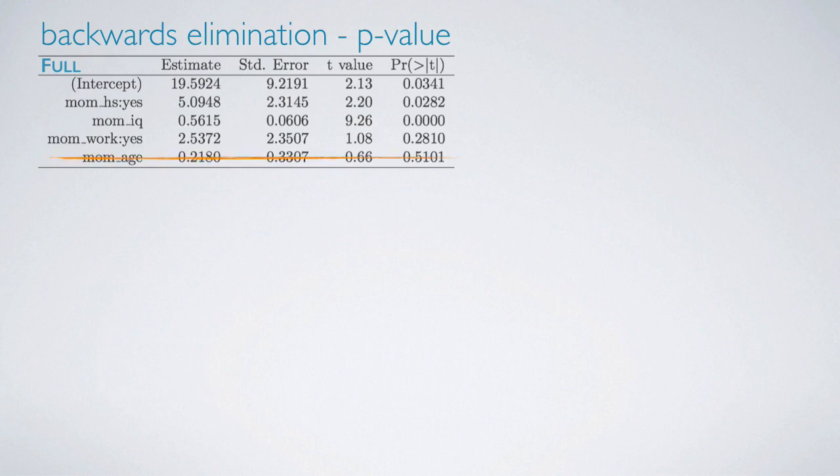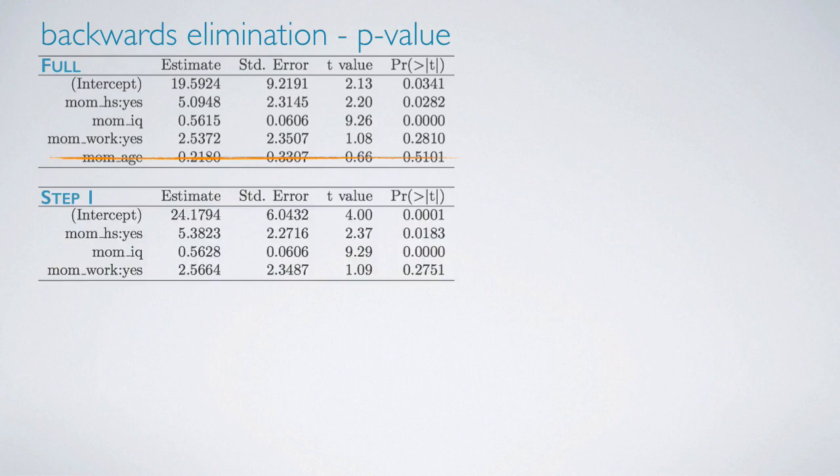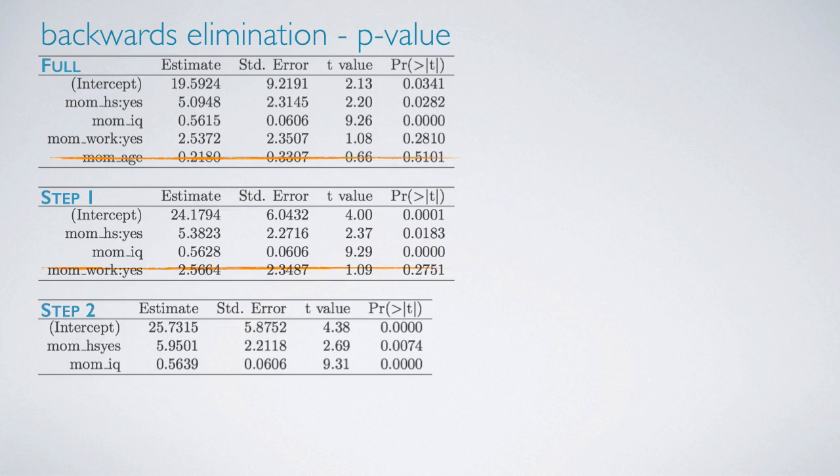So in the first step, we remove mom's age from the model and refit the model again using only high school status, IQ, and work. And once again, we can see that mom's work status has a non-significant p-value, and therefore we would remove that from the model as well and refit the model one more time with simply high school status and the IQ score. And we can see that now both of these predictors have significant p-values, so we would stop here.